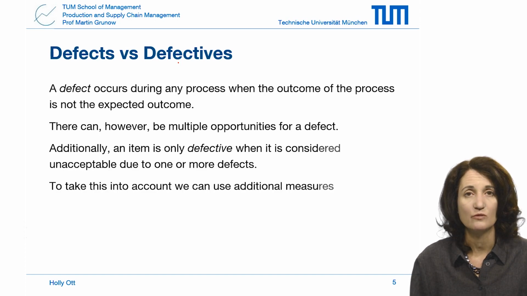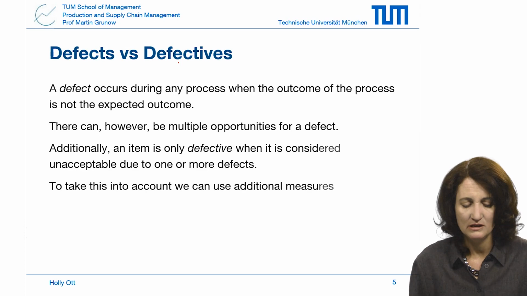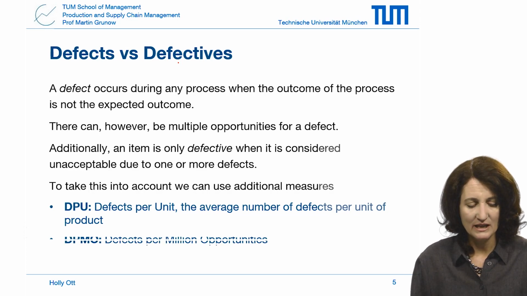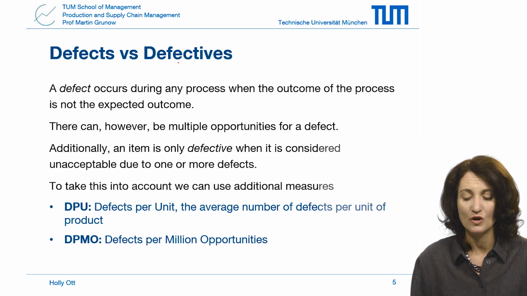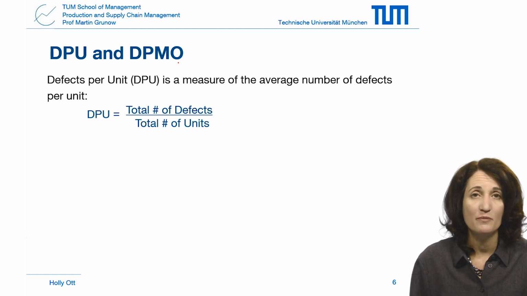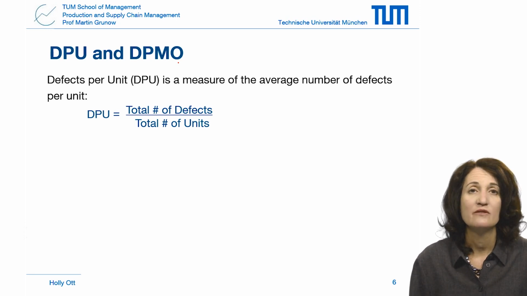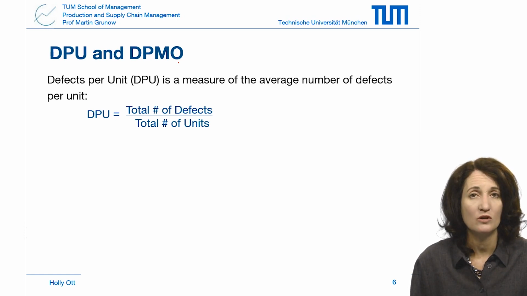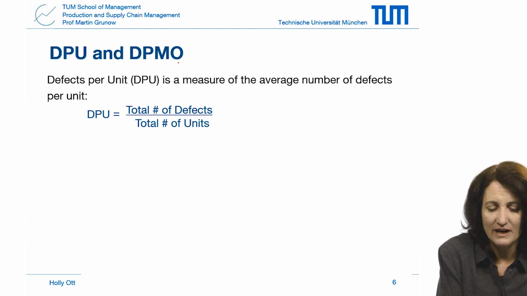To take this into account, we define additional measures, the DPU, or defect per unit, which is the average number of defects per unit of product, and the DPMO, or defects per million opportunities. The DPU metric is a measure of capability for discrete or attribute, we'll learn later, data defined by the following: the total number of defects divided by the total number of units. So you count the number of defects produced.